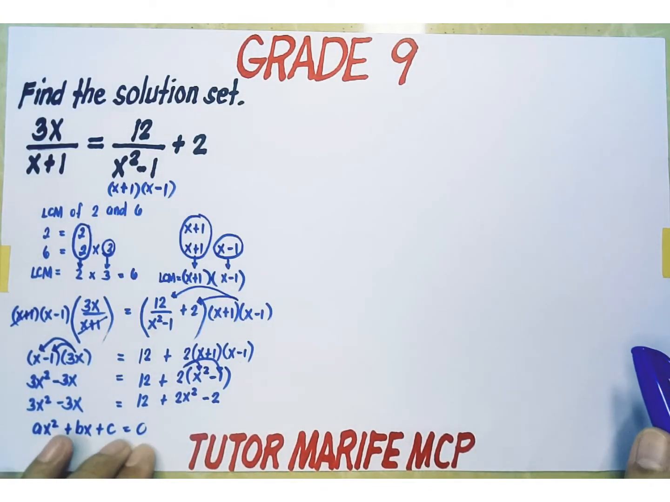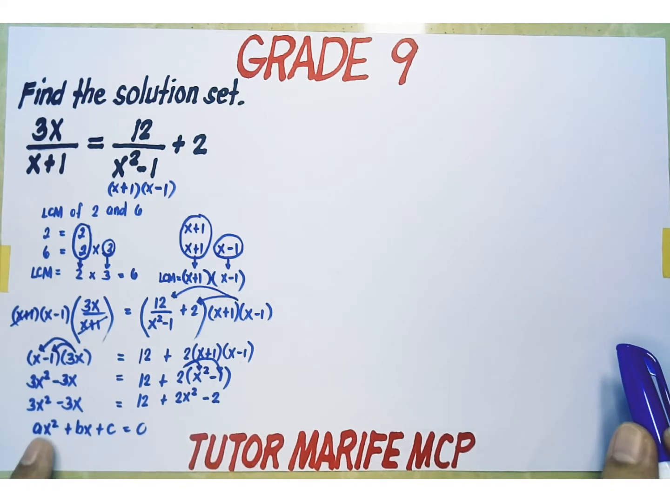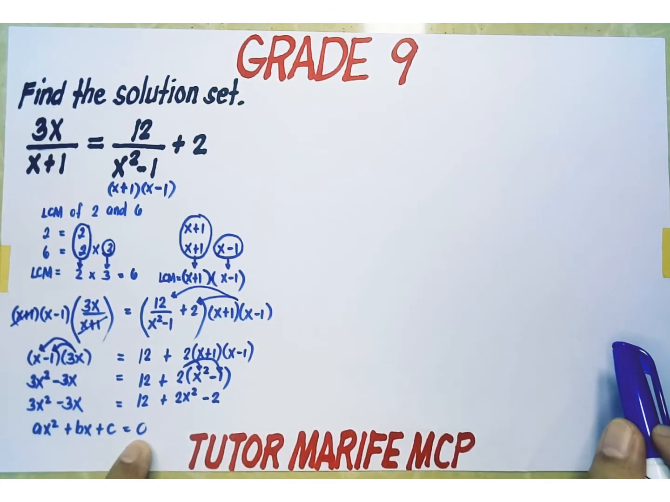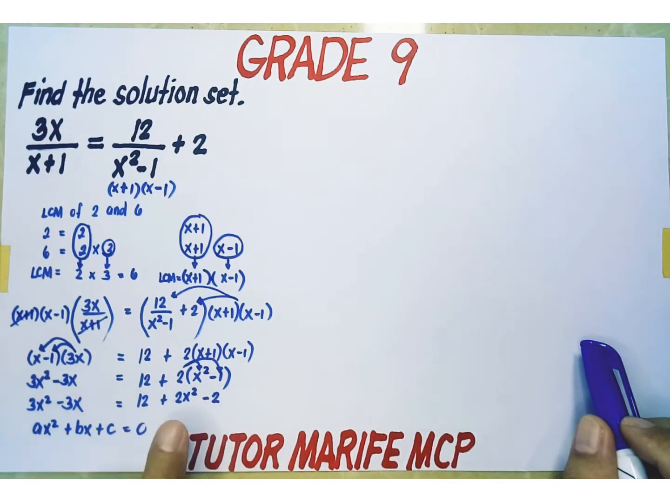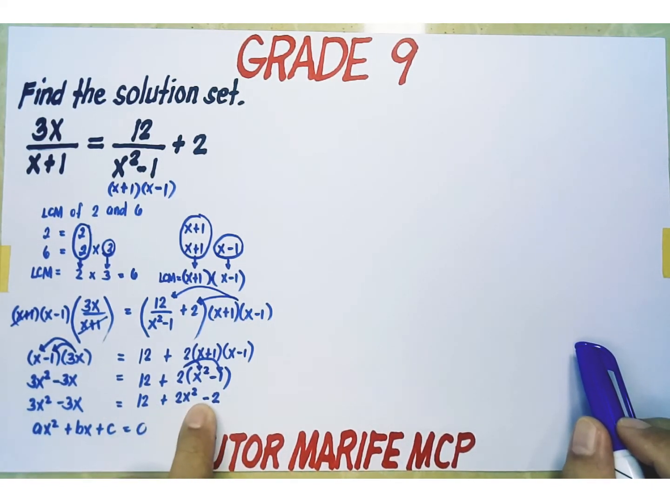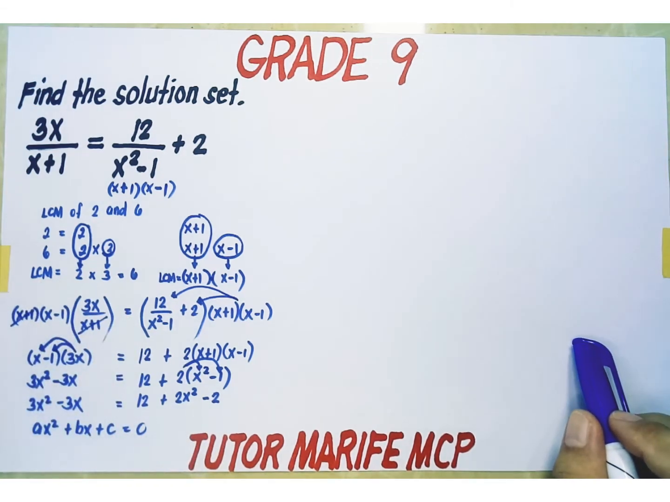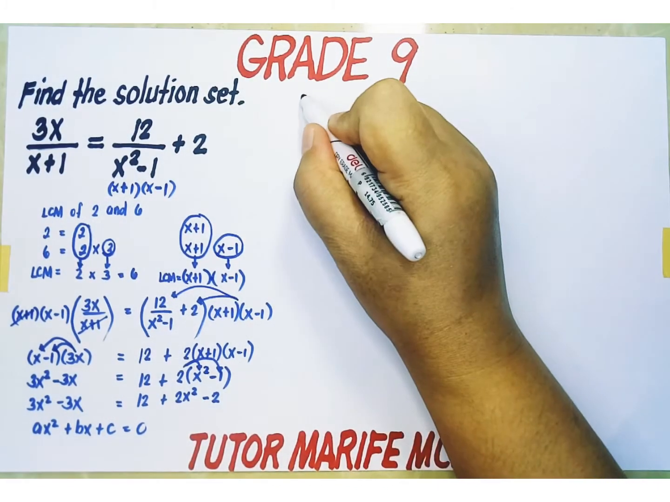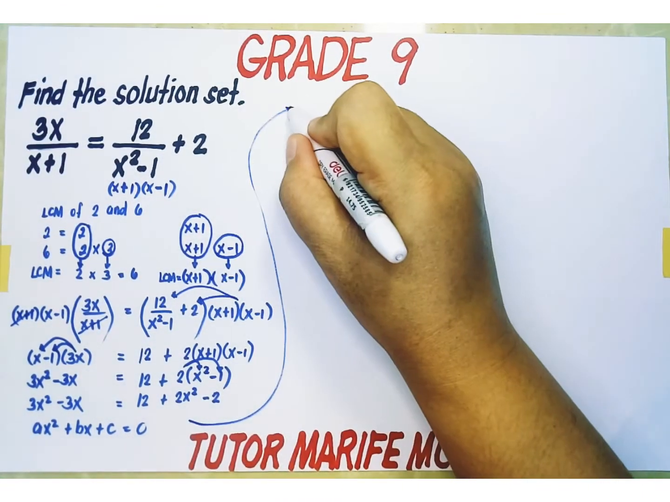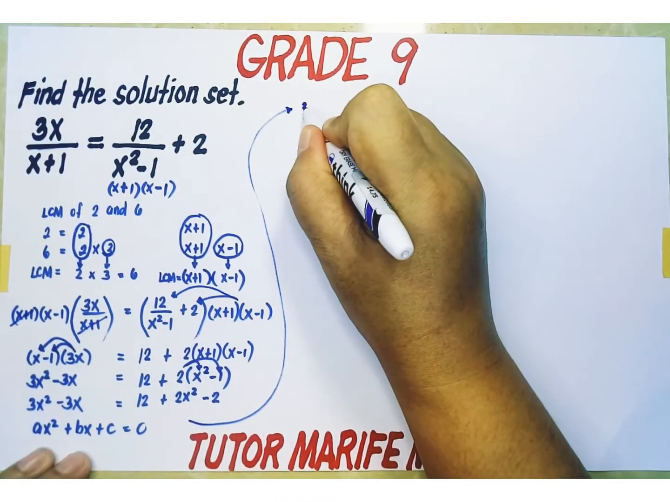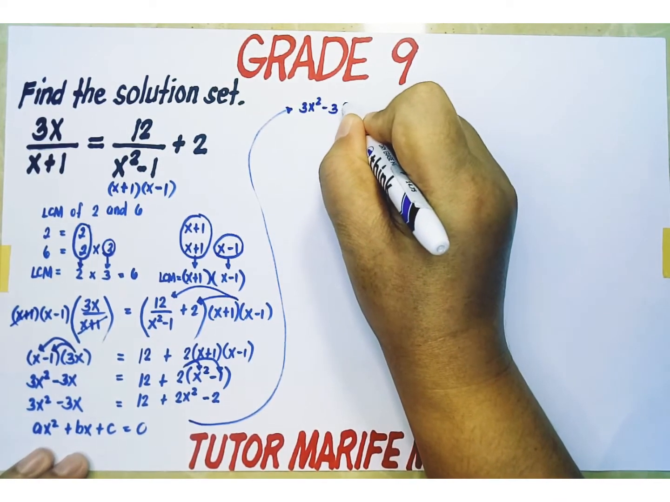So, tignan ninyo ang structure ng general form of the quadratic equation. All the terms are collected on the left side and the right side is 0. So, mula dito, sa step na to, we're going to transpose all the three terms on the right side to the left side para mag-zero yung right side at maipon lahat ng terms dito sa kaliwa. Okay? So, we have 3x squared minus 3x on the left.